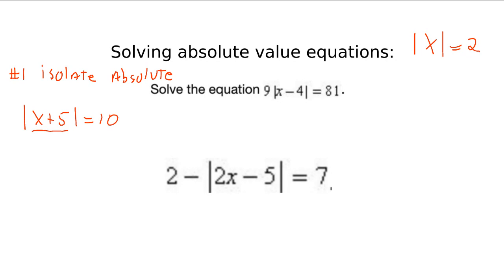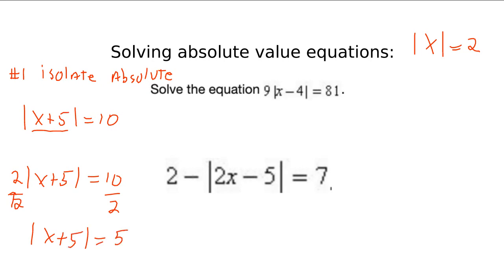For example, if I had 2 times the absolute value of x plus 5 is equal to 10, the absolute value symbol is not isolated. There's a 2 outside of it. I have to get rid of that before I can rewrite the problem. So I would just divide both sides by 2, and I'd end up with the absolute value of x plus 5 is equal to 5. That's what it means to isolate.